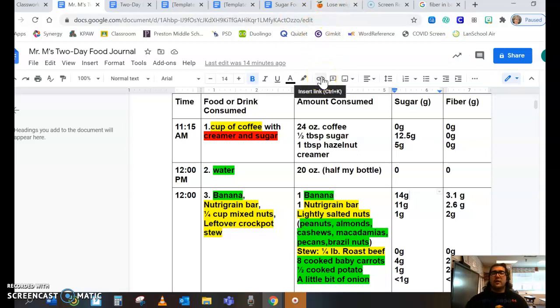So say if you had a big bunch of grapes, and the serving size for grapes could be about a cup, it could be about like 15 grapes, something like that, but you had a whole bunch of grapes. Maybe you had twice as many. You would need to multiply the amount of sugar in those grapes by 2, and you would also need to multiply the amount of fiber by 2 as well.